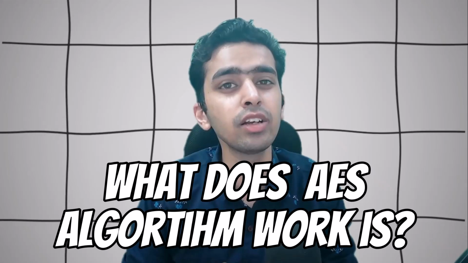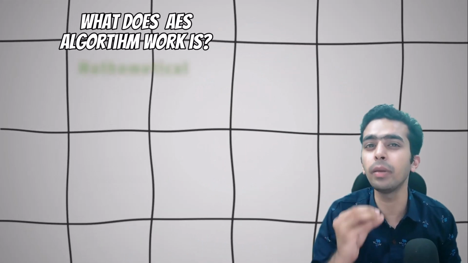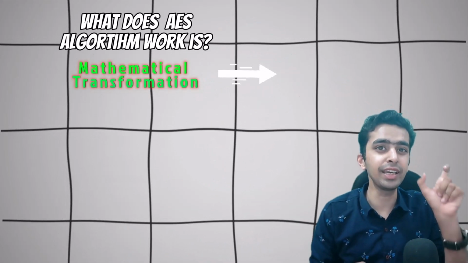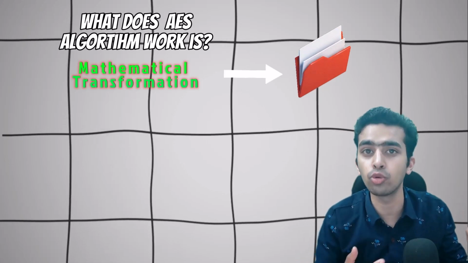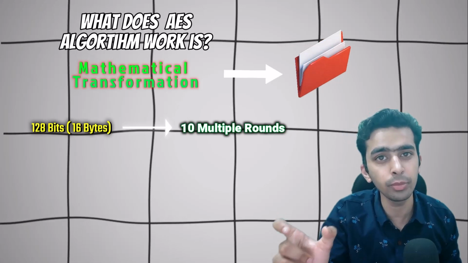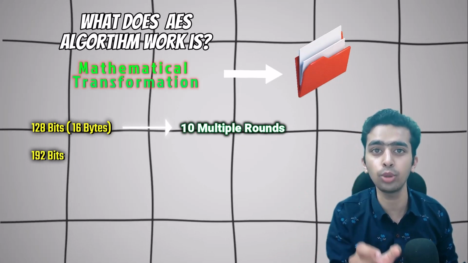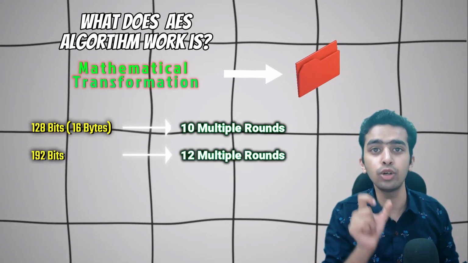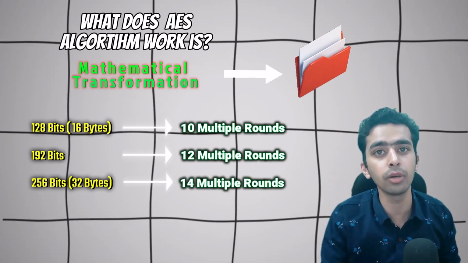Now what the AES algorithm does is it performs mathematical transformations on this input message over multiple rounds. If we have taken 128 bits, then 10 rounds will be performed. In the case of 192, it will be 12 rounds, and 256 bits would have 14 rounds.